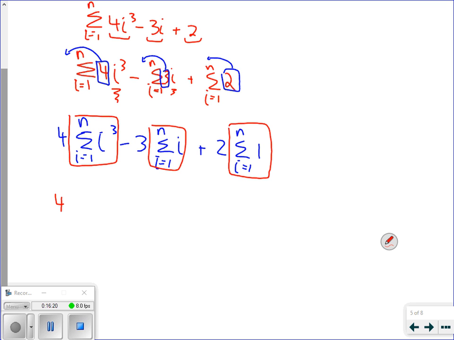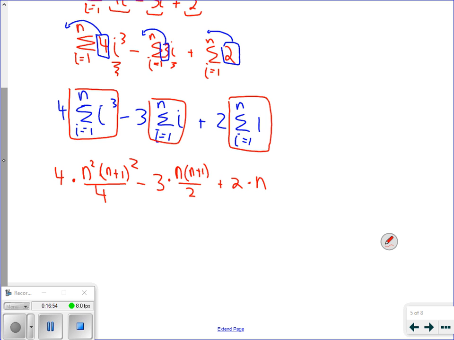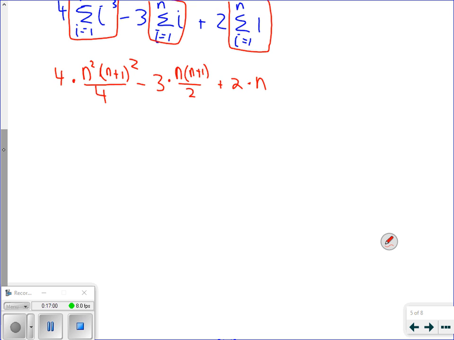So look, we learned from the previous slide that the summation of i cubed from 1 to n is nothing more than n squared times n plus 1 squared over 4. And then minus 3 times, we learned from the last slide that the summation of just i is n times n plus 1 over 2. And we learned that the summation of just 1 from 1 to n is just n. Okay. So what we just did is we evaluated this summation, got everything in terms of n, and we're set. Now let's just simplify it a little bit.